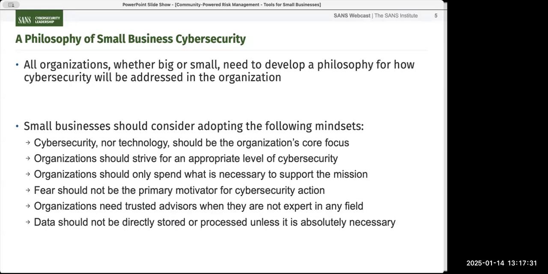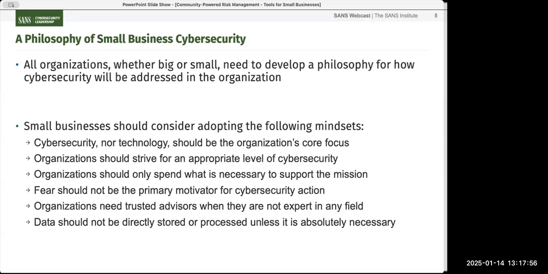I'm also going to argue that organizations need trusted advisors whenever they're not an expert in a particular field. And cybersecurity to me is no exception to that. But I think sometimes we ignore that fact. And so we'll talk about that here a little bit in the presentation as well. And I'm also going to argue that data should not be directly stored or processed unless it's absolutely necessary. And we'll talk about what that means. We'll get into some details.